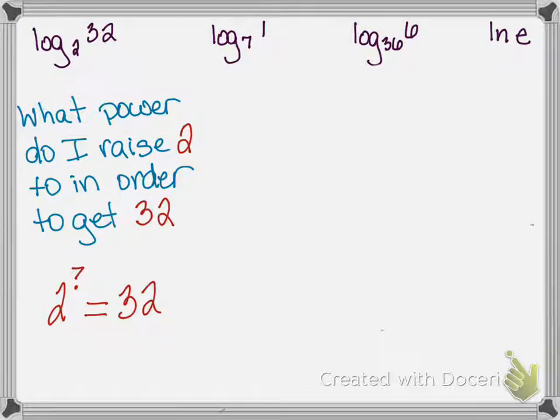2 times 2 is what? 4 times 2 is 8. Times 2, we're at 16. Times 2, 32. So 2 to the 5th power is 32. Now we're going to do the next one.